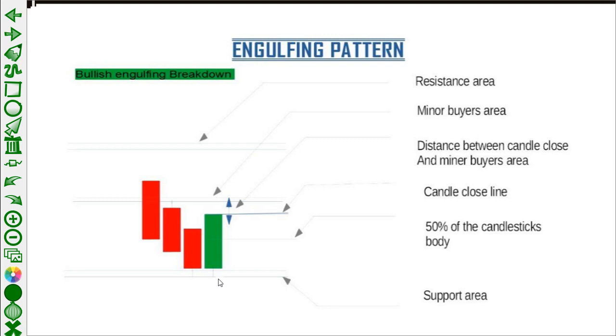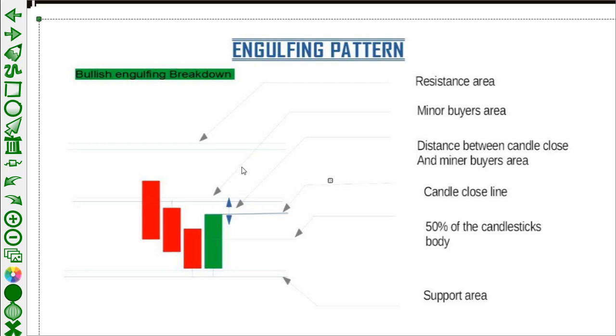Another thing we need to observe here is that there should be distance, guys. If there is no distance, we are not going to trade. And if there is a distance and it occurs at the support area, then the market is expected to go up for at least the next one candlestick. And we are going to take the trade as a call option here.